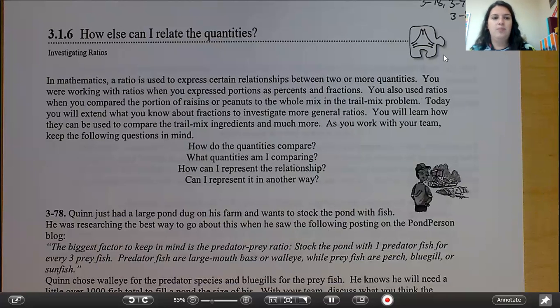All right, hi everyone. I am here with your 316 lesson. It is titled, How Else Can I Relate the Quantities? Investigating Ratios. Follow along as I read your introduction.